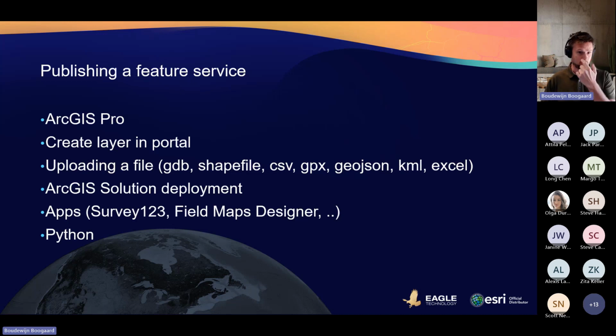There's also something called ArcGIS Solutions, and that can be a solution for inspecting fire hydrants, for example, or setting up your tree management solution. And when you deploy those, layers and maps and apps usually are being published as well, that you can then fill with data. There's also apps that publish layers. So if you're creating a Survey123 form and you hit publish, then it will actually publish a feature layer to capture all of the responses. The same for the Field Maps Designer, where when you're designing your questions, it will actually create fields for those and publish them as a feature layer.